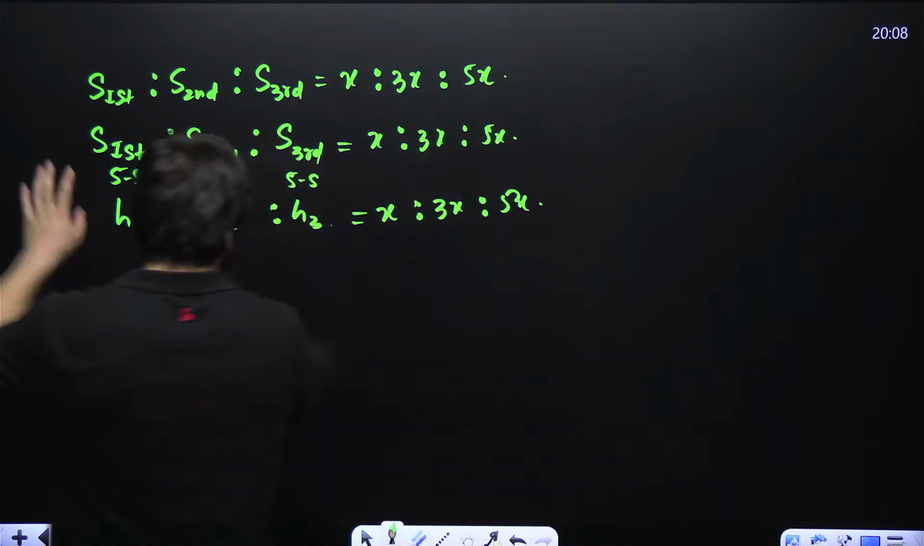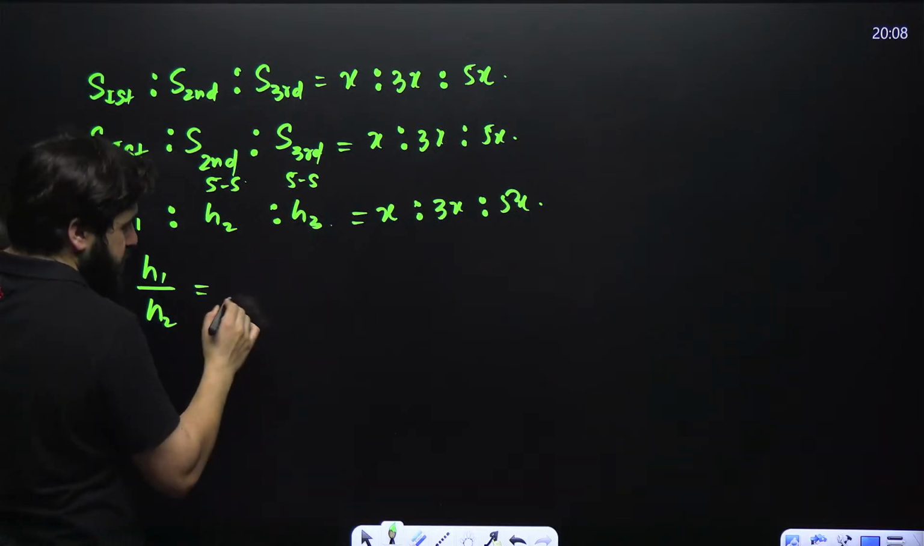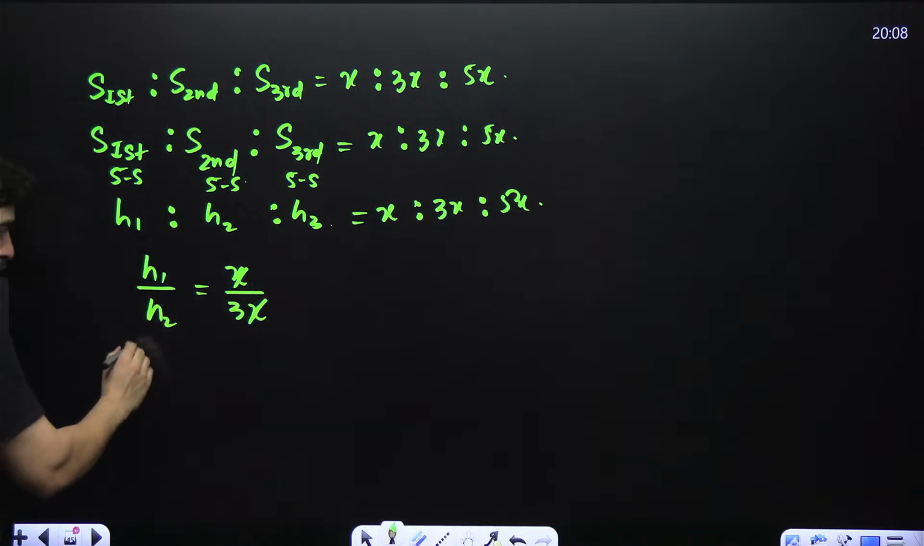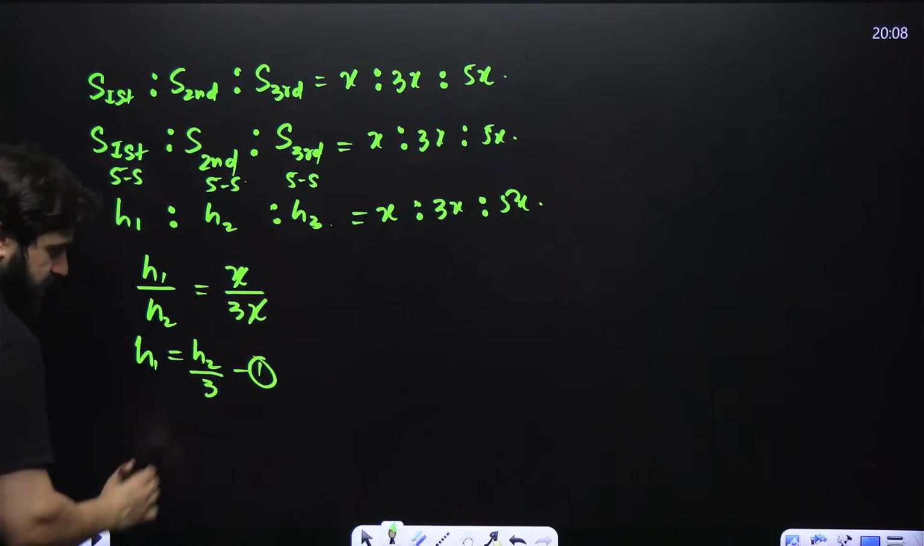Now here, can I say in this particular case, h1 divided by h2 will be simply x by 3x. This and this will cancel. Take it over there. So h1 will come out to be h2 divided by 3. Call this as equation first.